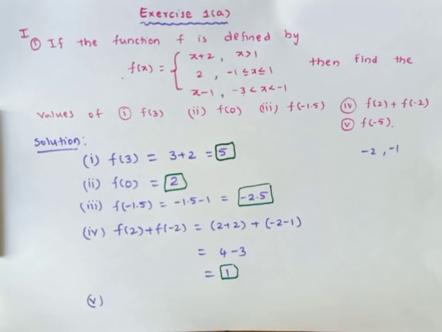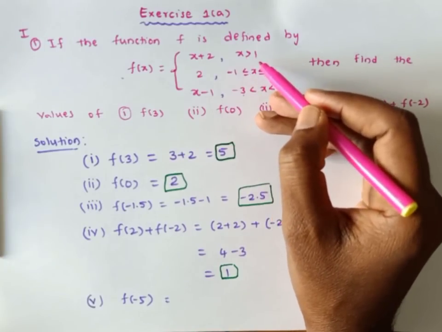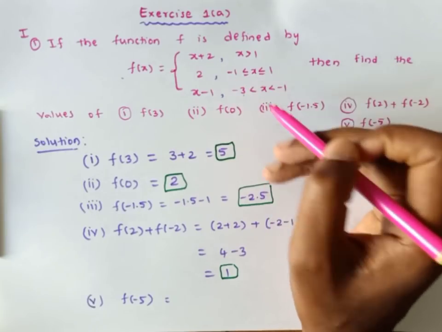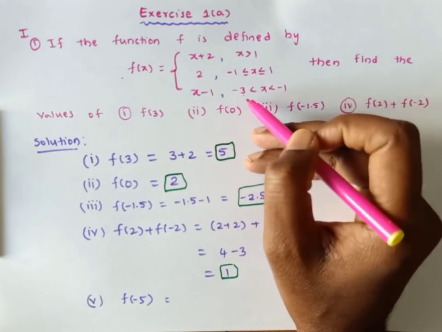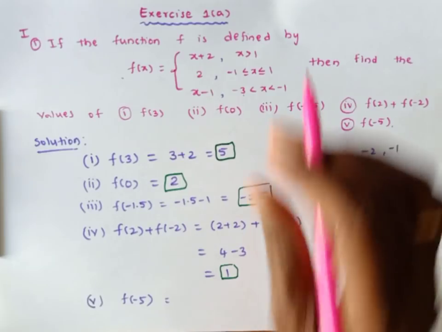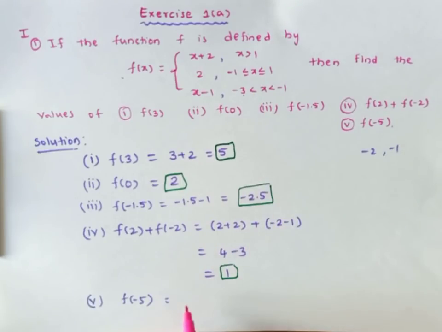The fifth one is f of minus 5. Now observe where f of minus 5 lies. You can check. Minus 5 is never more than 1, and minus 5 does not belong to minus 1 to plus 1. It is not between minus 3 and minus 1. It means minus 5 is less than minus 3. So the value of x is not defined in the given function. Therefore we can simply write it as not defined. The value for minus 5 is not given here, so that's why it is not defined.